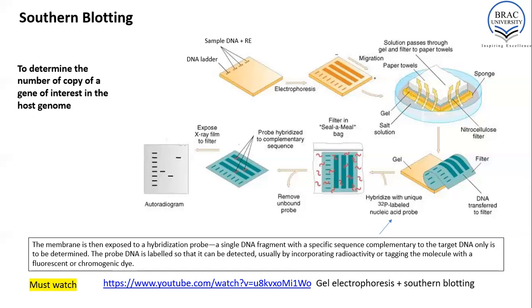So this is the process of Southern blotting, and its most important application is to determine the number of copies of a gene of interest in a host genome.